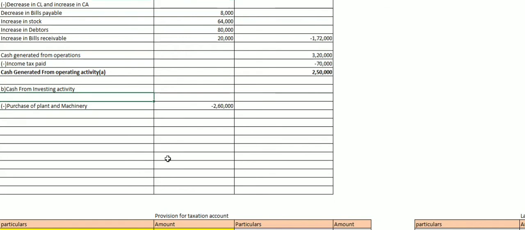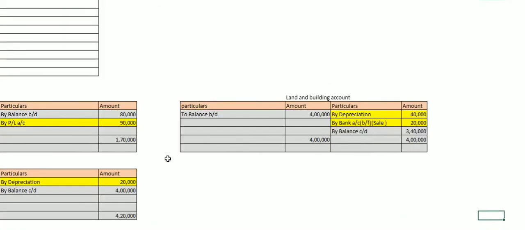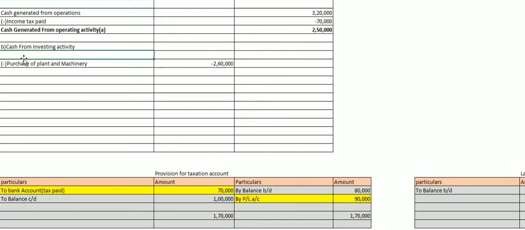Now if you have any sale of your long-term asset, if you see your next ledger account, which is land and building, there is by bank account, which means 20,000 is nothing but your sales. If it is any sales, you will add it. So sale of land and building. Your amount is 20,000.